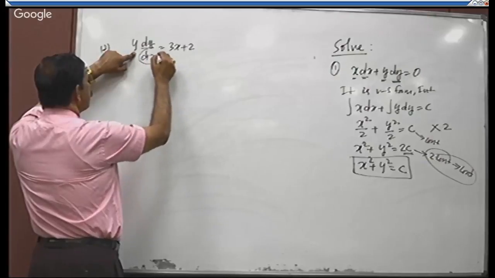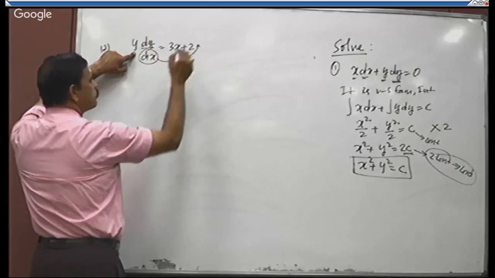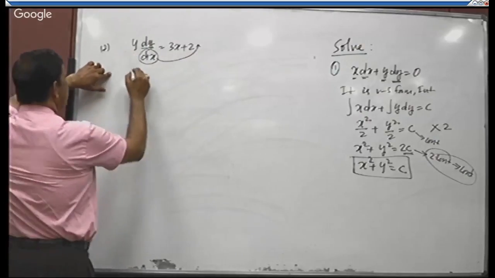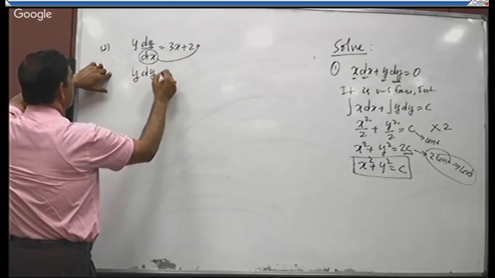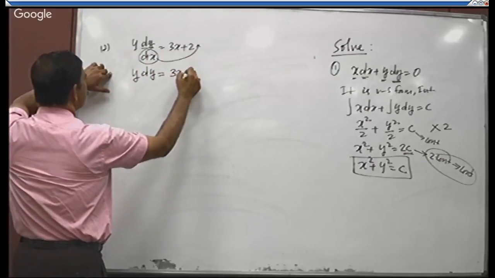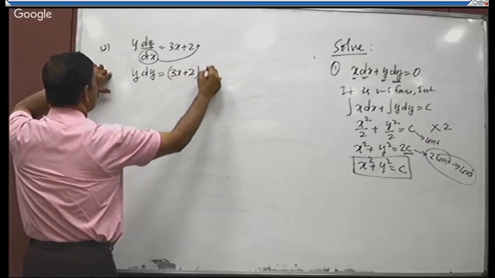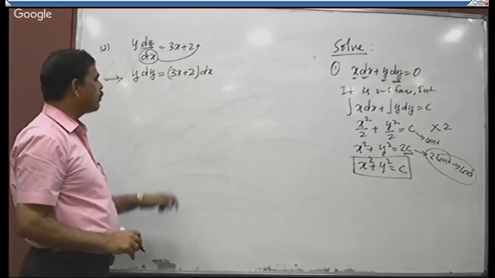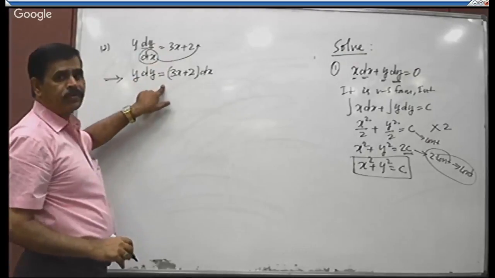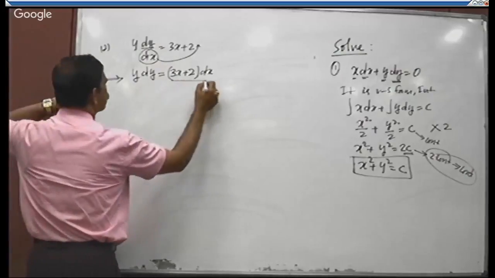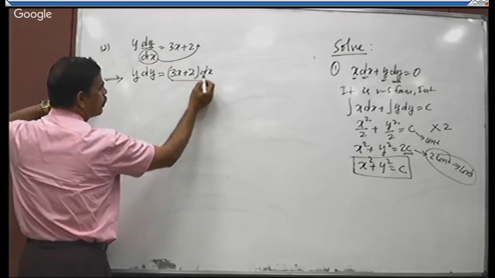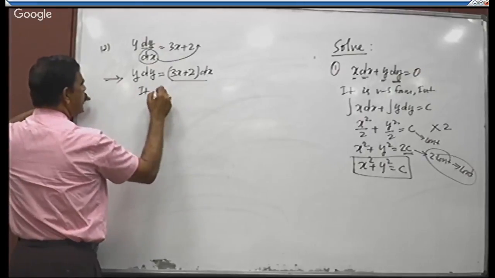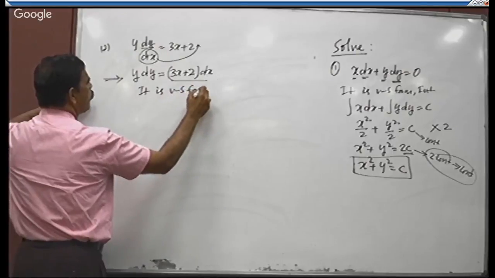Can you send this dx to the other side? If I send the denominator dx to the right side numerator, it becomes y into dy is equal to 3x plus 2 into dx. The given differential equation is reduced to which form? All x, it may be plus or minus constant, with dx. Y with dy, we will call it variable separable form, right?